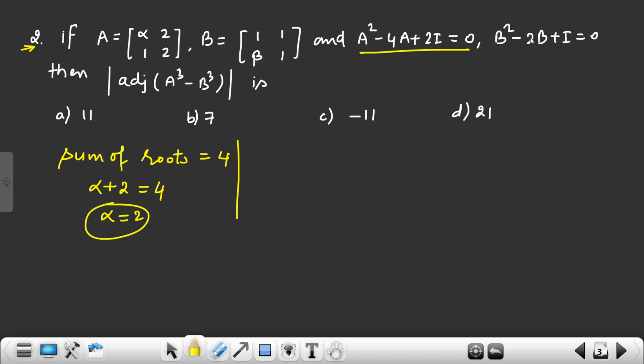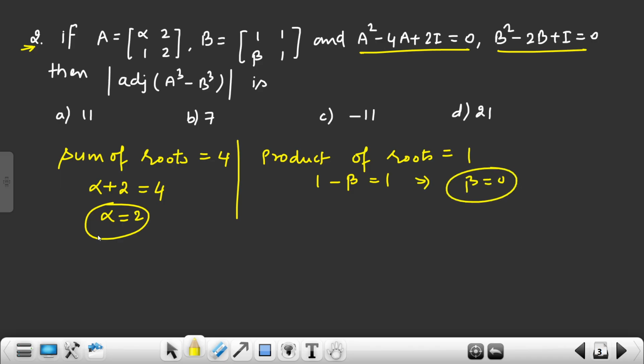Now similarly, now come to B. Sum of roots is 2 and there also trace is 2. Now here we have to use product of roots. Product of roots is how much for this quadratic equation? C by A, that is 1. Now product of roots means determinant. Now let's see determinant. 1 minus beta 1. So beta value how much is coming? 0. Right? So alpha is 2, beta is 0.